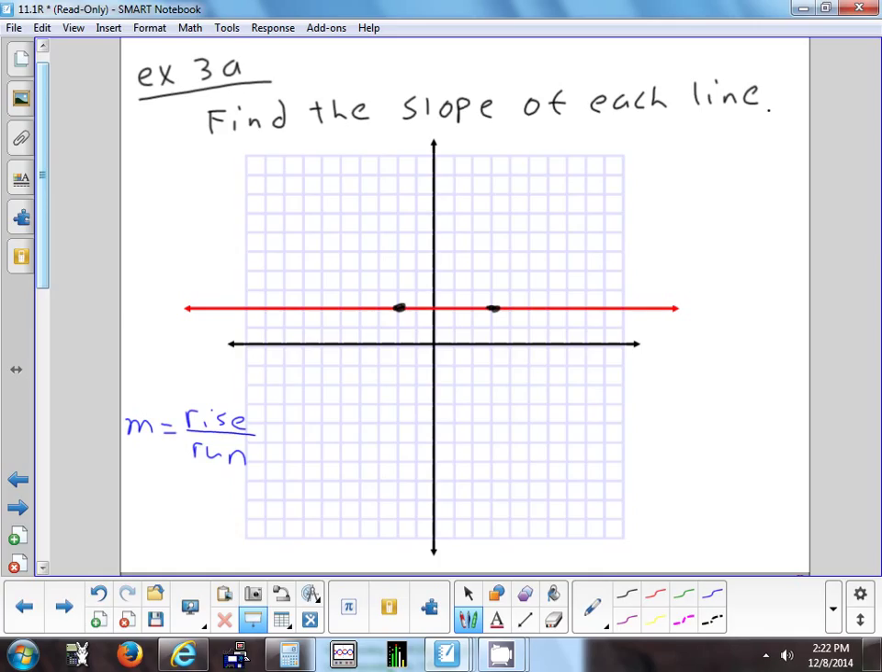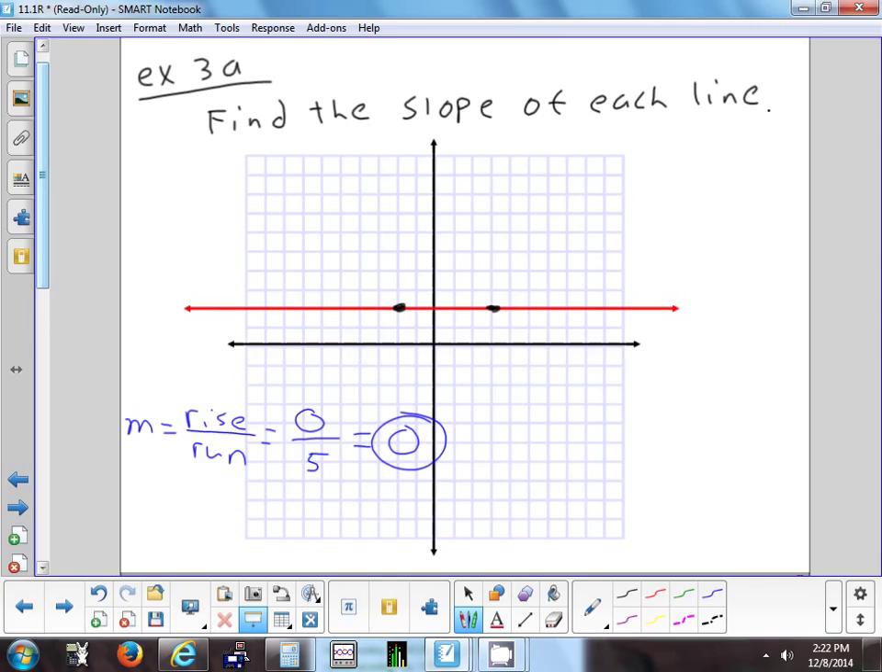Let's count. What's the rise between these 2 points? 0. There's no rise. Everybody see why there's no rise? Yes, because they're horizontal. How about the run? Is there a run? Yes. How many? 5. 1, 2, 3, 4, 5. So what happens when you take 0 and divide by 5? You get 0.